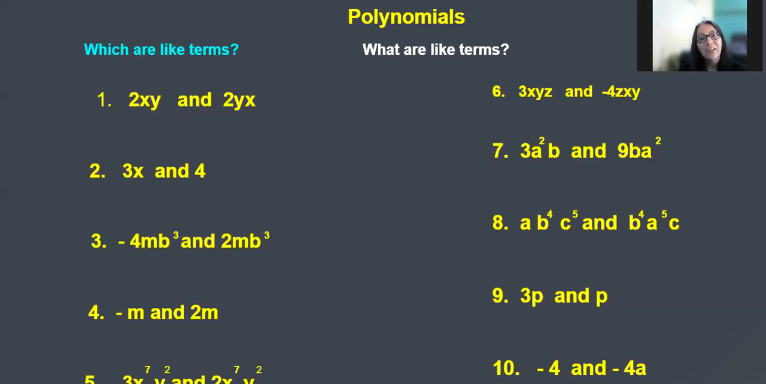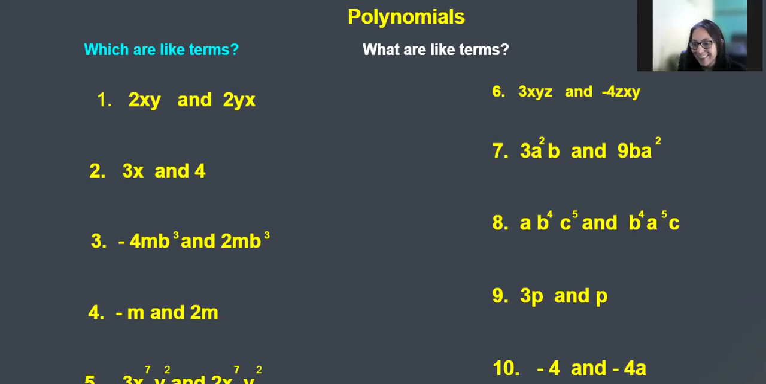So now that we're done naming the polynomials, now we're going to look at combining them. But before we can combine them, we need to understand what like terms are. Like terms are when the variables or letters have the same exponent. So they're raised to the same number, like x to the third and 3x to the third. The x's are both raised to the 3, so they're like terms.